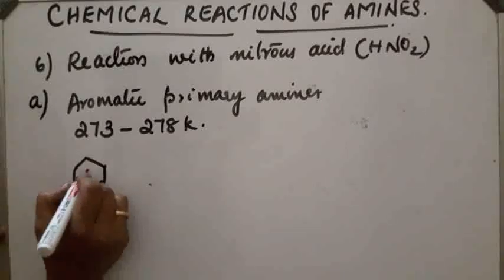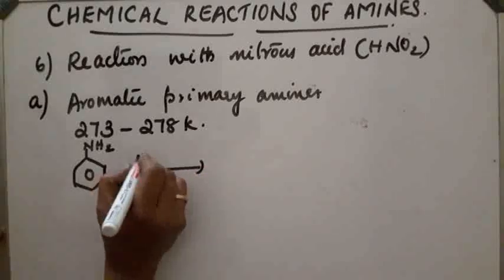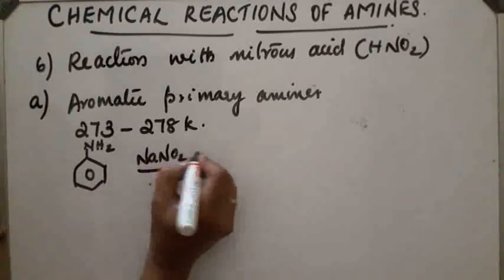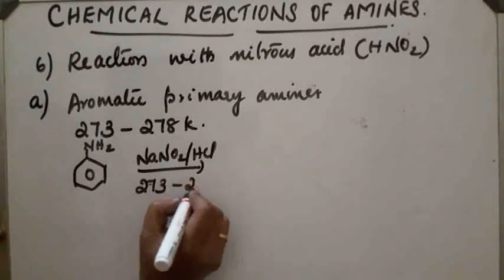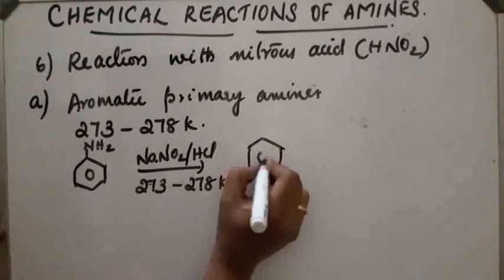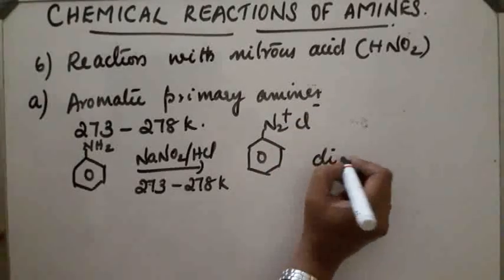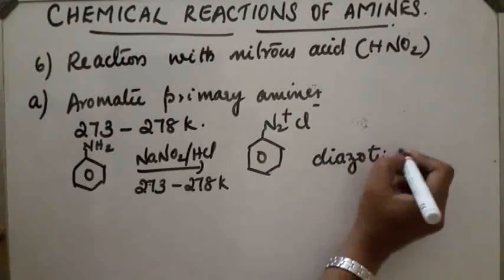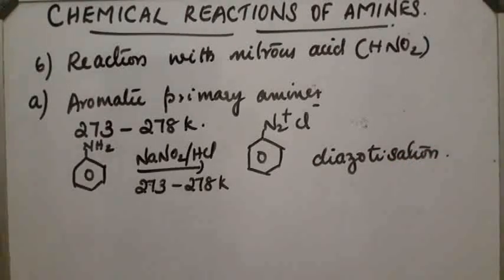Aniline, an aromatic primary amine, on reaction with NaNO2 and HCl, that is, HNO2 is produced, at a temperature of 273 to 278 Kelvin, what will happen? Diazonium chloride is obtained, C6H5N2+ Cl-, and this reaction is known as the diazotization reaction. This compound is used for the synthesis of a variety of aromatic compounds.